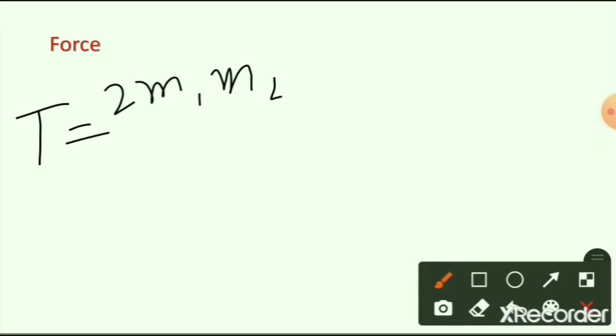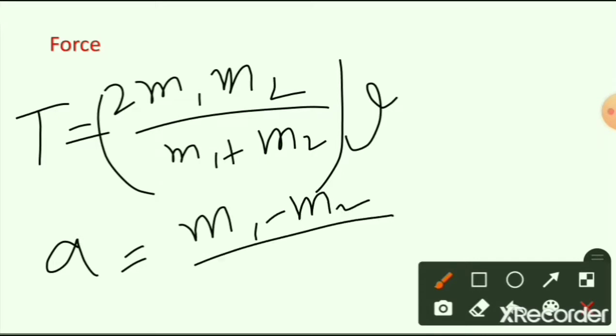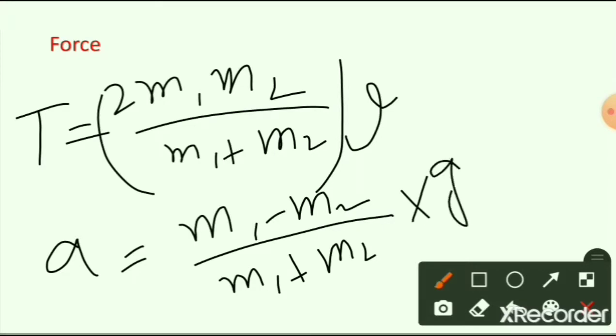Tension force means force in the string or wire. Then formula is T equal to 2 m1 m2 by m1 plus m2 into g, or m1 minus m2 by m1 plus m2 into g. This is the tension force. The normal force is the force acting on an object in the vertically upward direction.